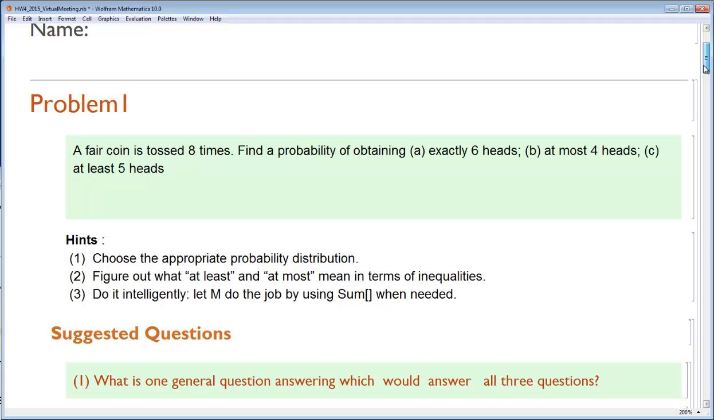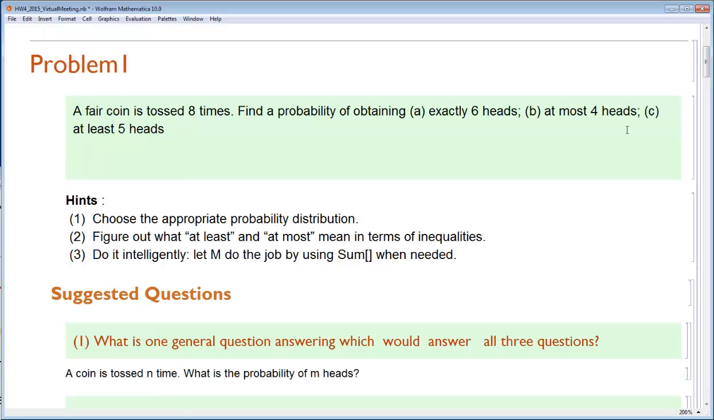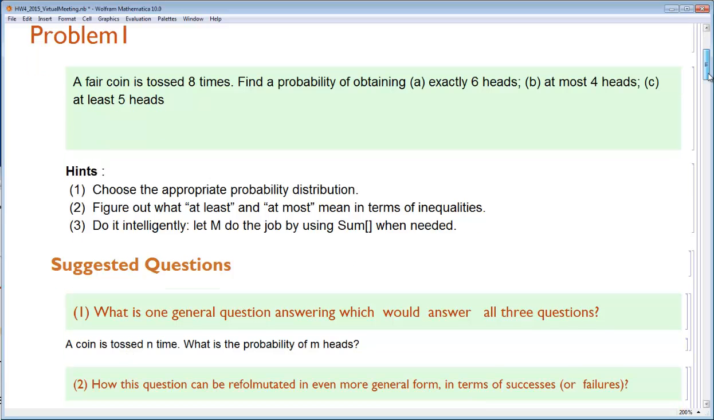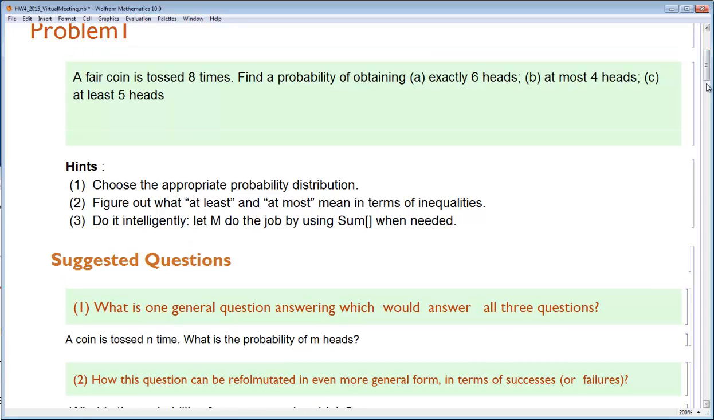need 3 different equations. Now, here is the question. A coin is tossed n times. What is the probability of m heads? Naturally, knowing this answer would answer all 3 questions. Second question. Can you ask this question in even more general form?